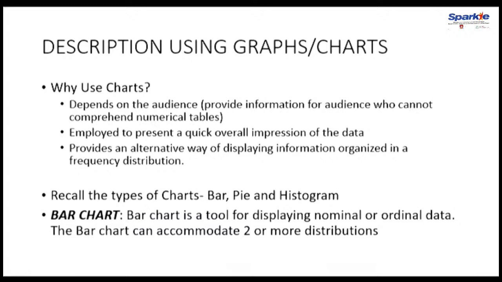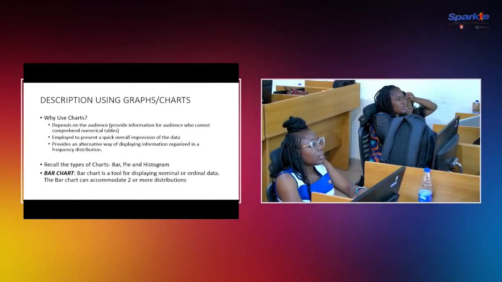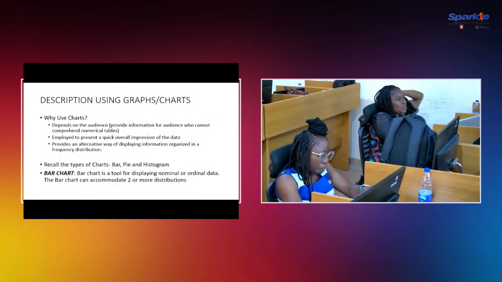Recall the types of charts: bar, pie, and histogram. They are more than this. There is the stem, there is the scatter plot, there is the box plot, or something. Bar chart. I want somebody to read. Bar chart is a tool for displaying nominal or ordinal data. The bar chart can accommodate 2 or more distributions.